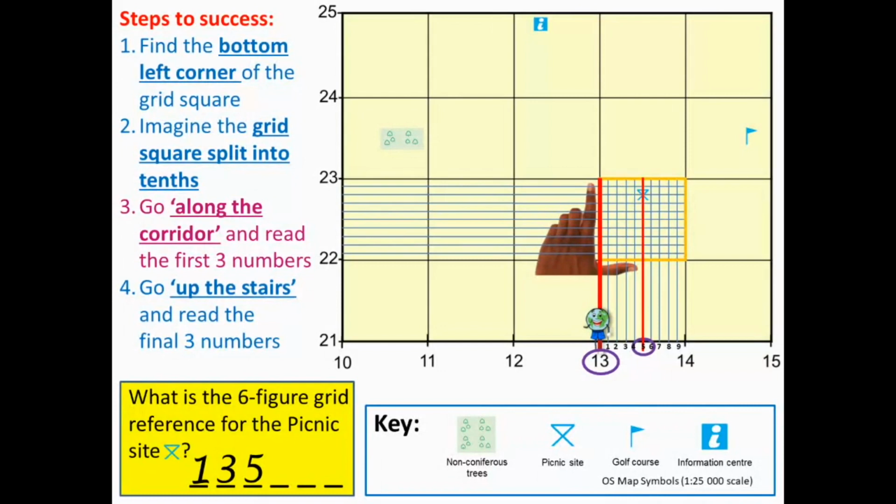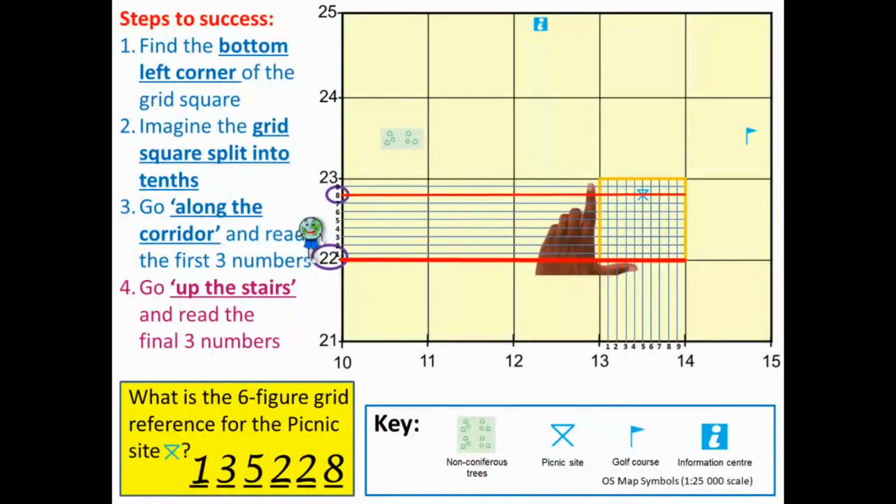And all we need to do is repeat that, but with step 4 we go up the stairs. So we find the line that goes through that corner again, and Shorty goes up the stairs to show us that it is the number 22, that is the fourth and the fifth digit in our six-figure grid reference. And then the final part again, we've worked out which number each line of our tenths is, and we look at the one that goes through the picnic site, and it is number 8. So 8 is the final number of our six-figure grid reference.